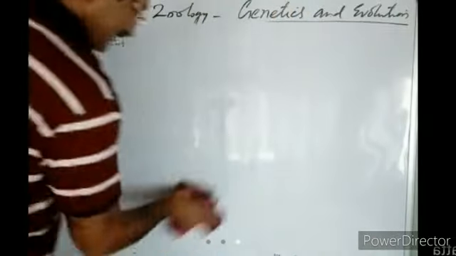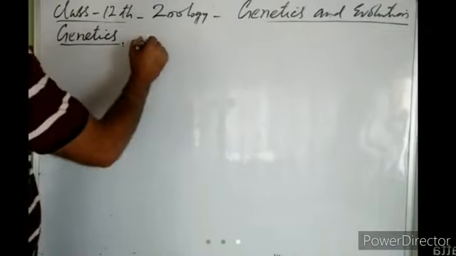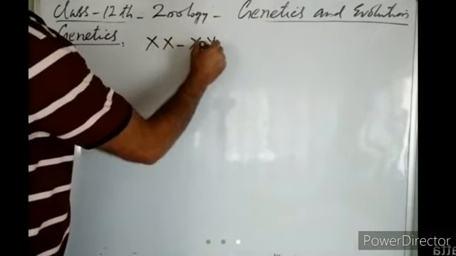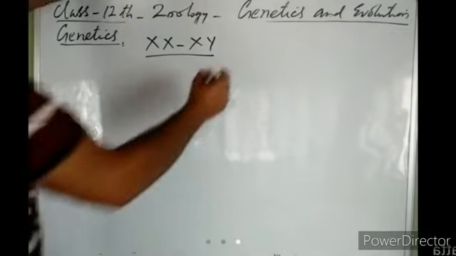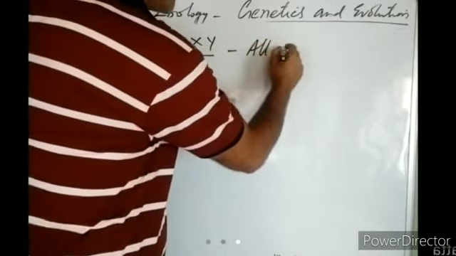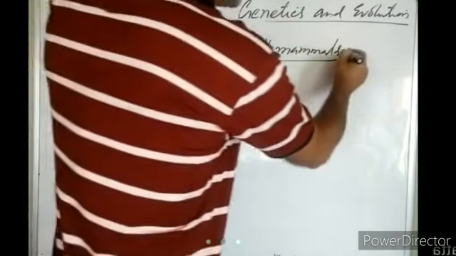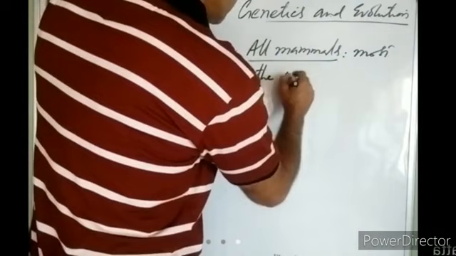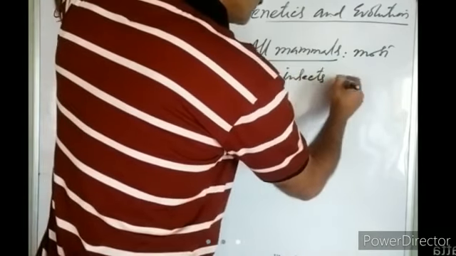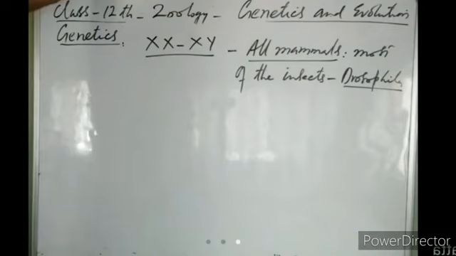So first we will see the XX-XY condition in male heterogamy, right? This condition is found in all mammals. It is found also in most of the insects, including Drosophila, the fruit fly.